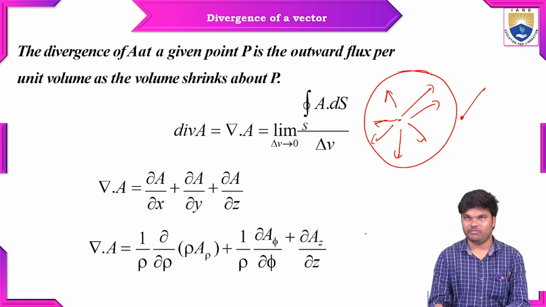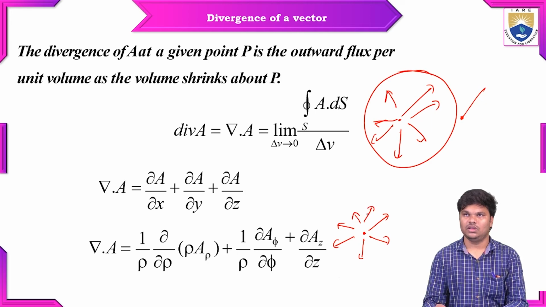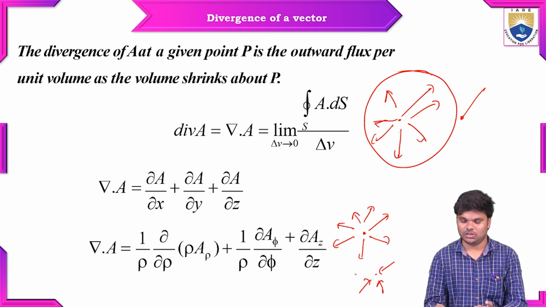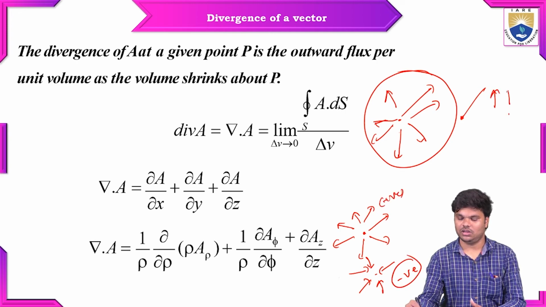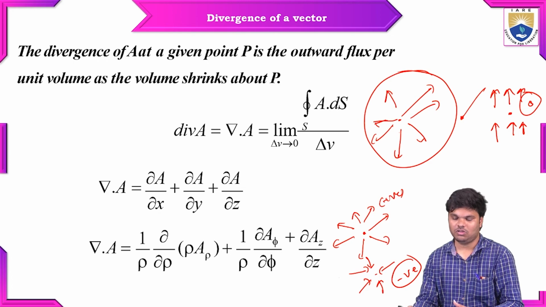Okay. Suppose if I consider a point like this, if the fields are like this, then I can say it is a source point. Means the field is divergent. It has positive divergence. If the fields are like this, then I can say it is convergent. That means it has negative divergence. Suppose the fields are like this, and this is my point where I want to find out divergence. Then the divergence at this point is 0, because the number of fields diverging is equal to the number of fields converging.